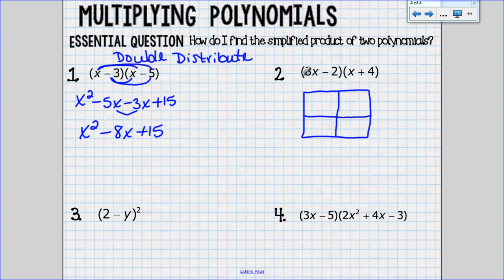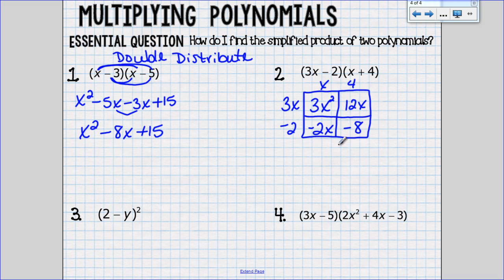And so here's my length. So I have 3x minus 2. And then here's my width. I have x plus 4. And I'm just going to multiply one little box together at a time. So I'm going to do 3x times x, and that makes 3x squared for this box. Then I'm going to do 3x times 4, which makes 12x for this box. Then negative 2 times x, which makes negative 2x here. And then negative 2 times 4, which makes negative 8.